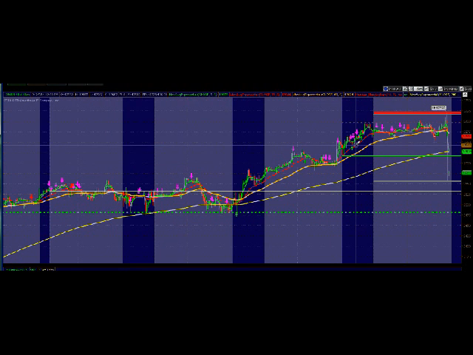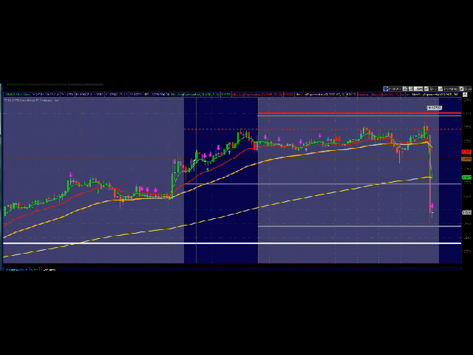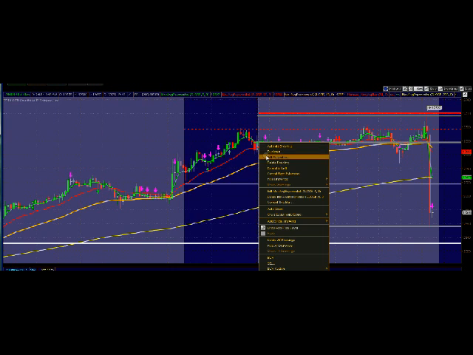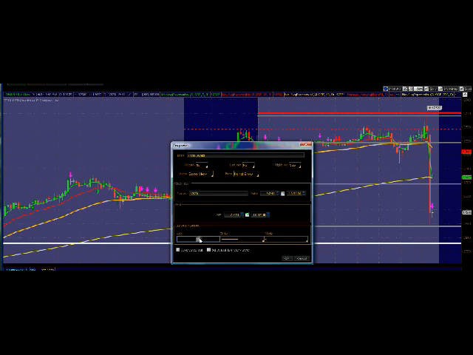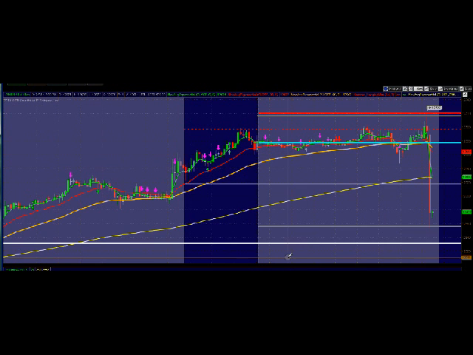I'm going to come back and create, right here for the overnight session, an overnight open bar. Where is the market trading in relationship to the overnight open bar? And if we look at it from right here, everything was going sideways.